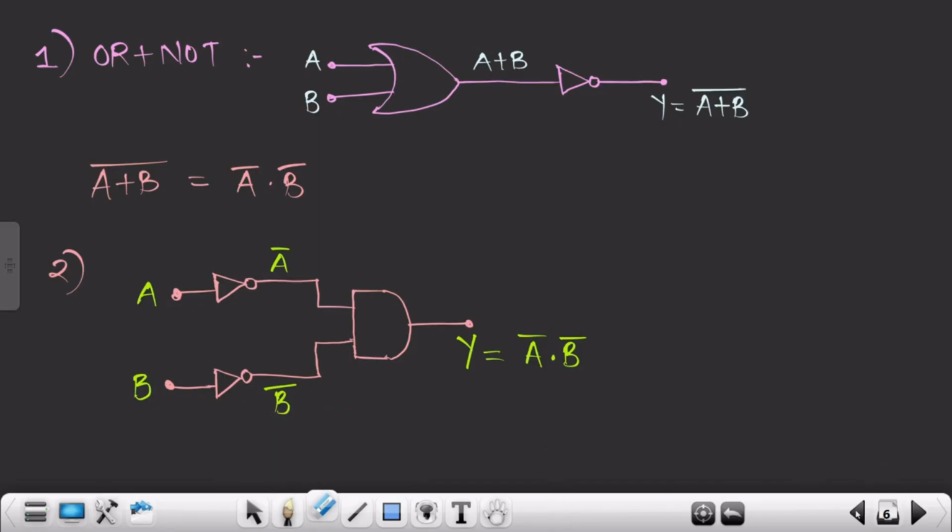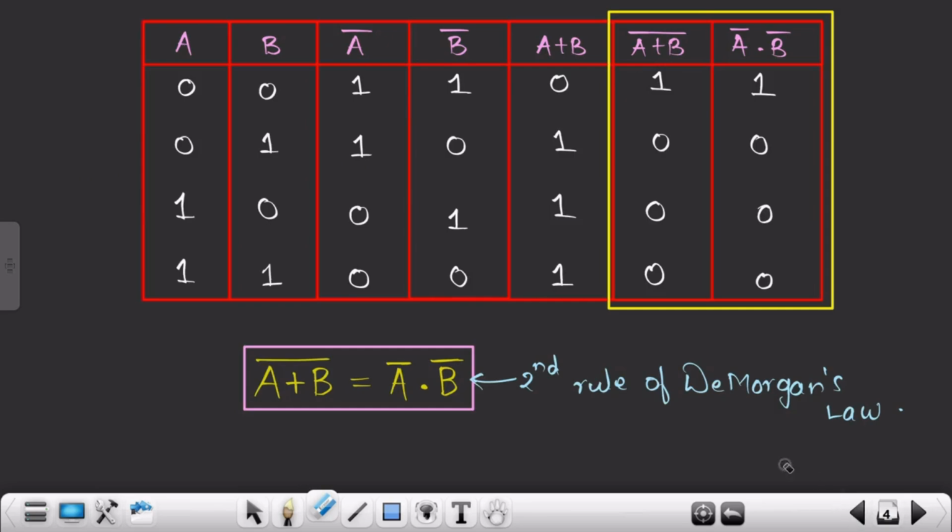Again, we'll quickly revise the things that we had studied. See, we had taken two inputs, and then we had taken their complement, and then we had added the inputs, and again we had taken the complement of this addition. And the single-variable complements, that is, A bar and B bar, we had multiplied those two. What we saw is that A plus B the whole bar is equivalent to A bar into B bar, right? So this was the second rule of DeMorgan's law.